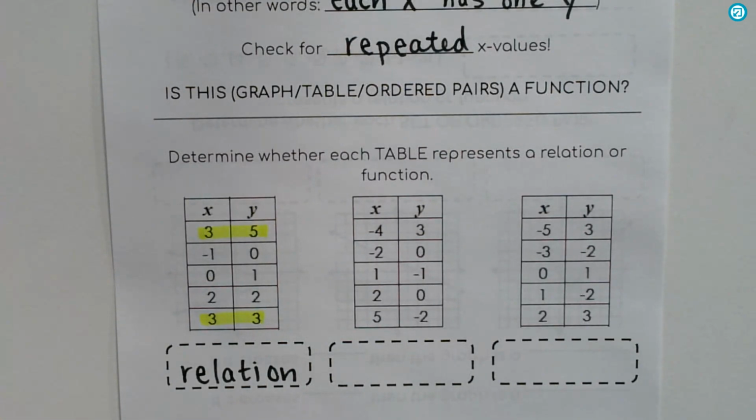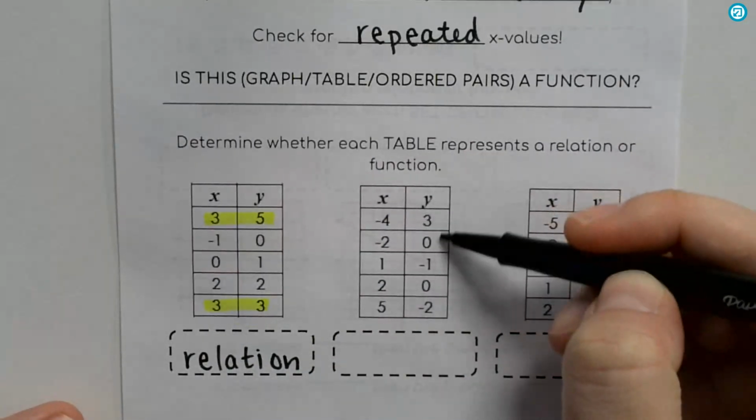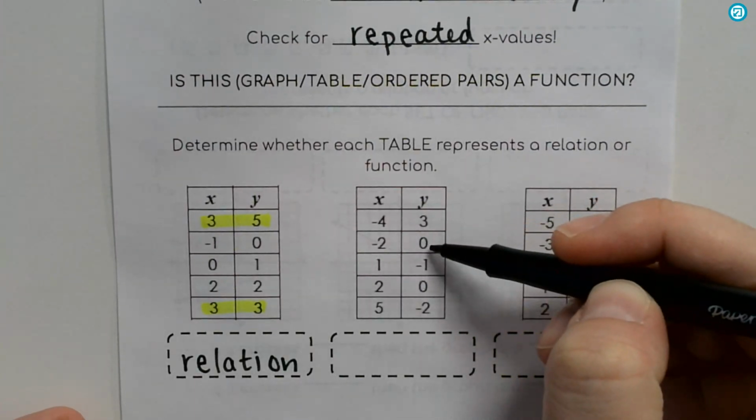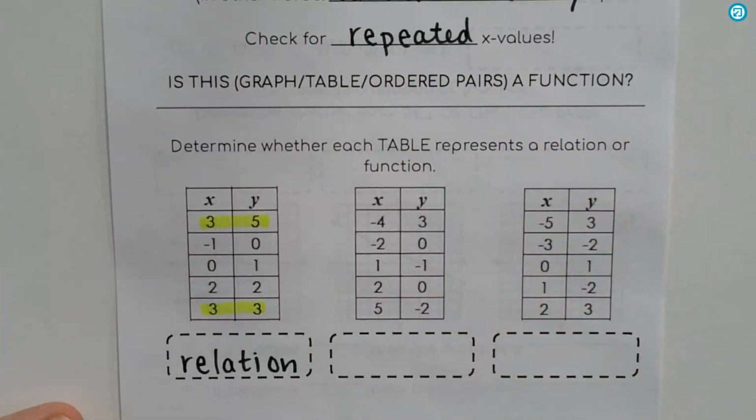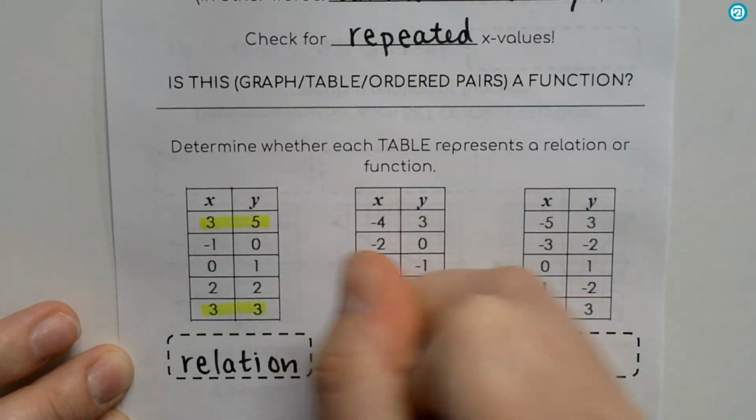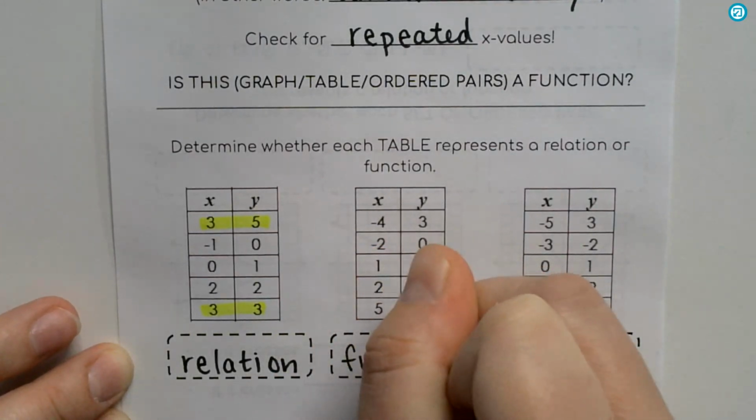Okay, this next one. Do I have any repeated x values? No. I do have repeated y values, but that's okay. So I have a 0 and a 0. That's okay. That's like having this button gives me a sprite. This button also gives me a sprite. That's okay. So this one is a function because there are no repeated x values that lead to different y values.